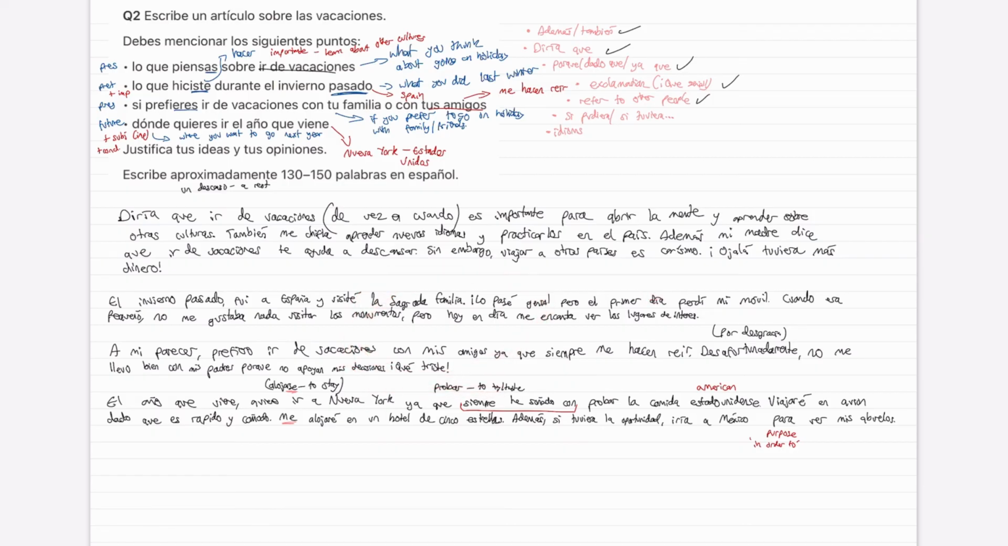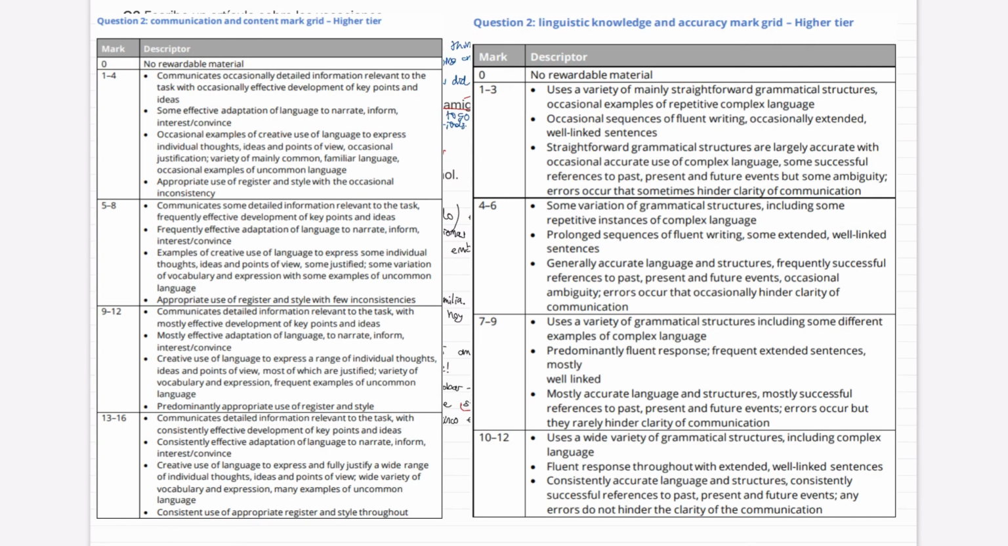Vale? Cool. Just to add, I've put the mark scheme on screen. You get up to 16 marks for communication and content and up to 12 marks for linguistic knowledge and accuracy.